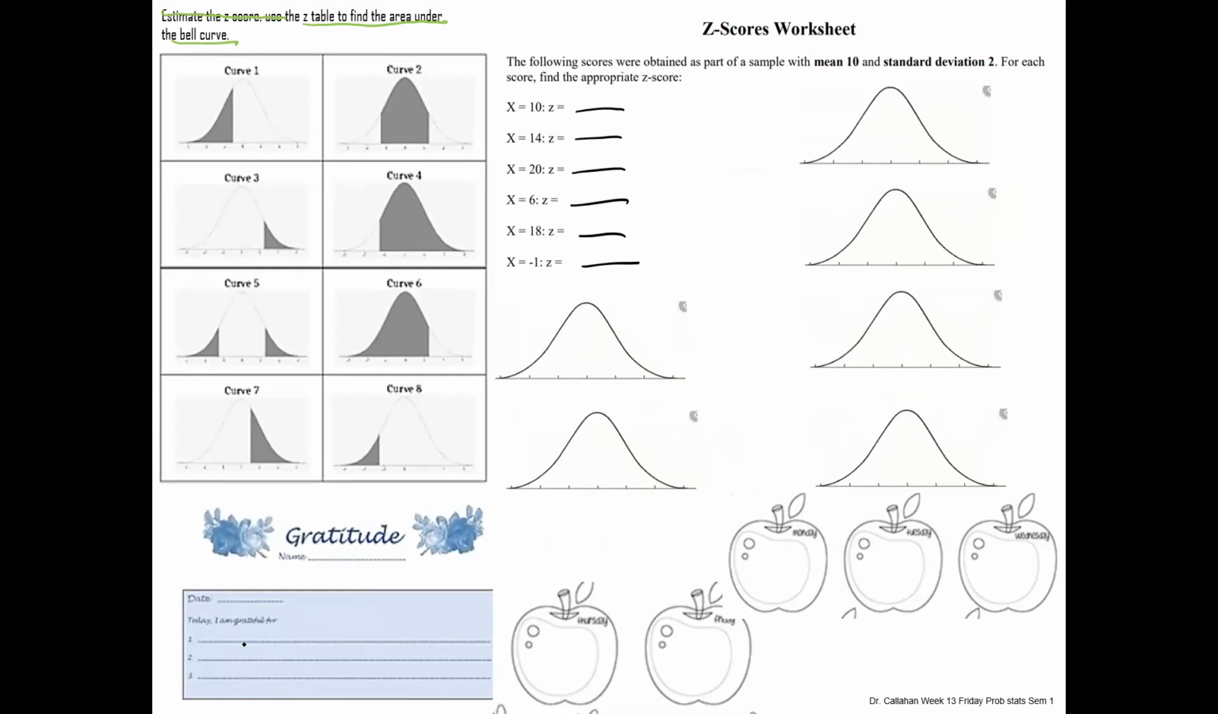Third thing I want you to do is a gratitude thing. This is today I am grateful for, and give me 3 things. And the last thing I want you to do is, it says Thursday, Friday, Monday, Tuesday, Wednesday. Give me your goals for the next week, for week 14. I want you to list 1 thing that you would like to accomplish each day for next week.